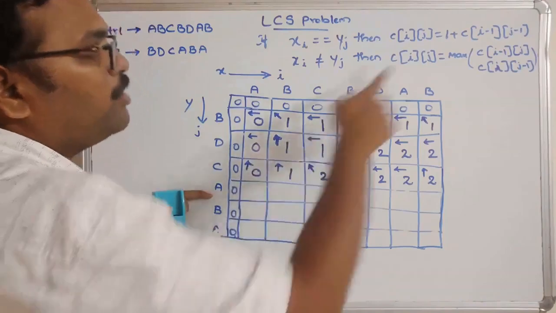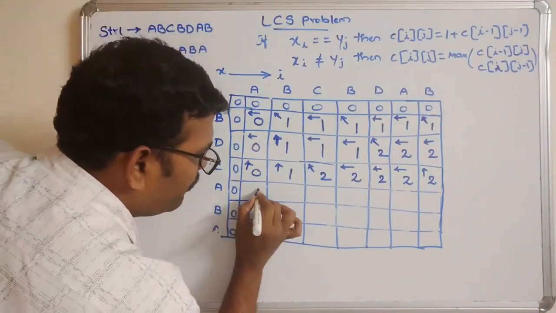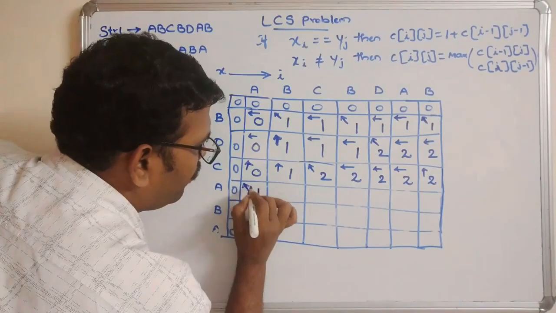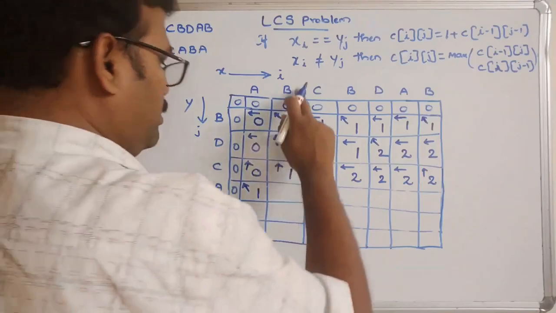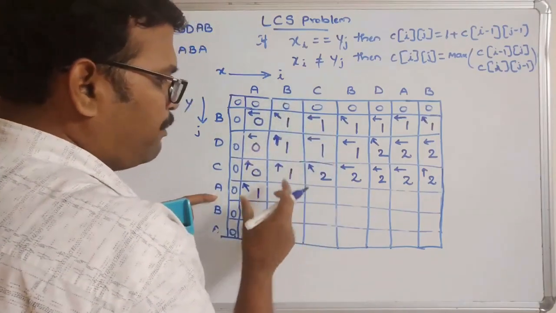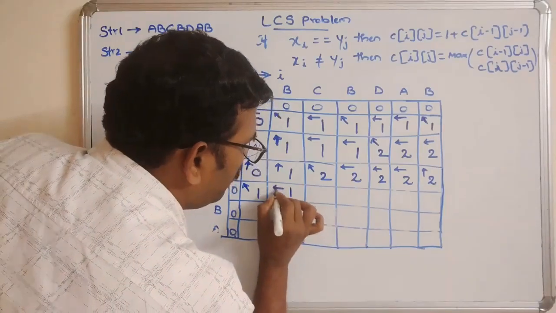So we need to add 1 to C[i-1][j-1], which is this cell. Here it is 0, now it becomes 1, and we got 1 from this cell. And A and B both are unequal, so we need to select the maximum among diagonal 1 and 1. Both are equal, so we can consider any cell.